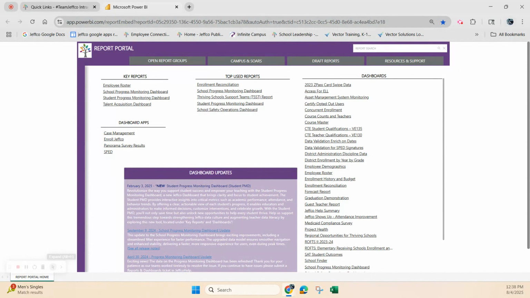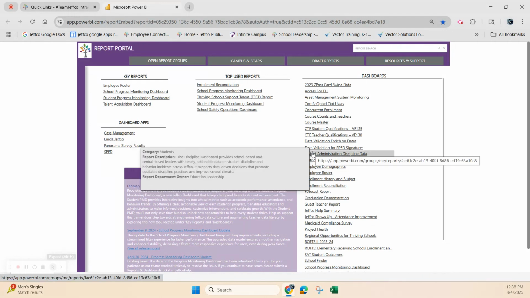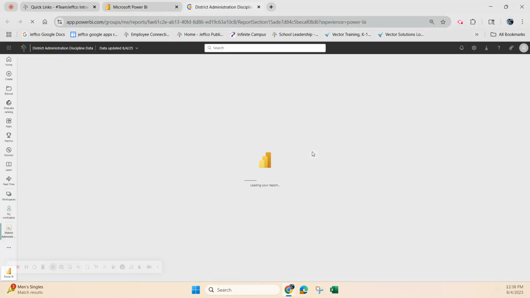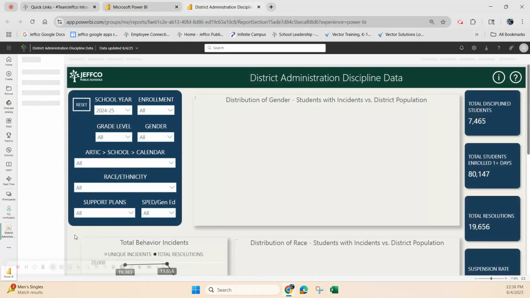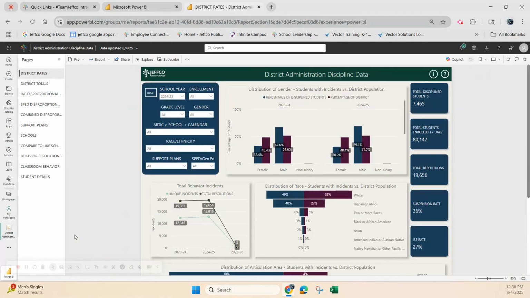As for how to access this dashboard, there are probably multiple pathways, but I usually go through the quick links to get to my report portal, and you're looking at the data, district administration discipline data. You click on this, and it looks like this. I am looking at all district data. If you're looking at a school site, you'll see a little bit less, or if you're a community superintendent, you'll see just the articulation areas that you support.